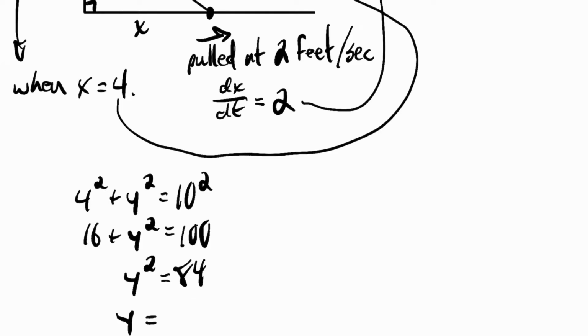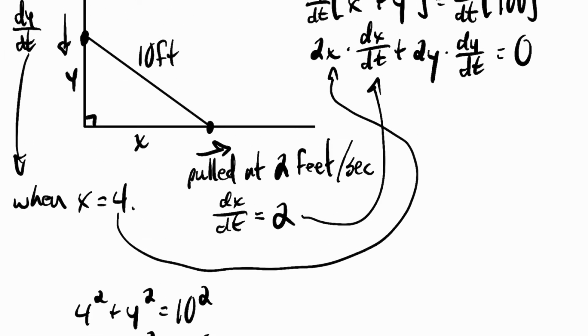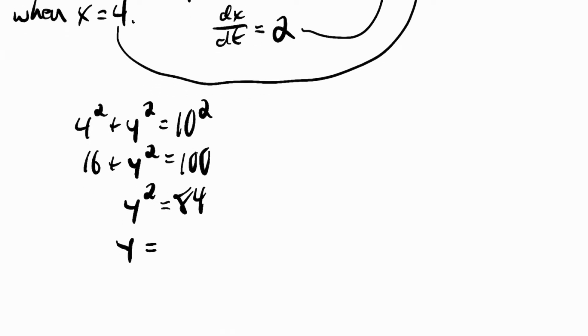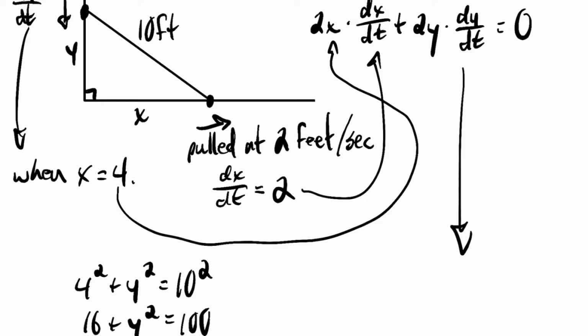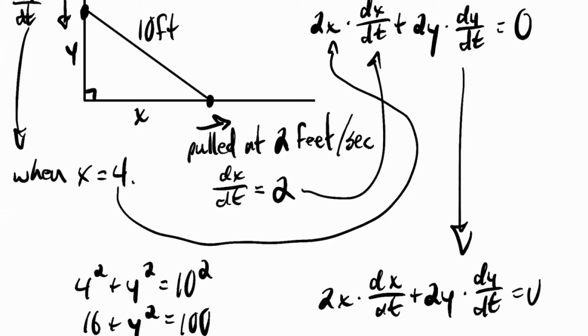Now y is always going to be positive, right? Because y is the altitude of that triangle. It can't be negative. So I don't have to worry about plus or minus here. This is the square root of 84. And if you want, that reduces to 2 root 21, if you want to simplify it a little bit. Okay, so that's my y value. So now I can take this equation and bring it down here where I have more room. 2x times dx/dt, plus 2y times dy/dt equals 0.